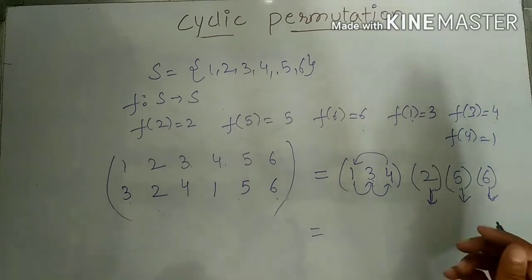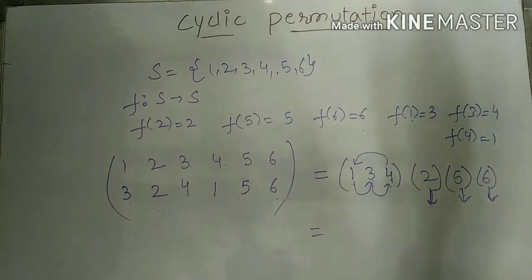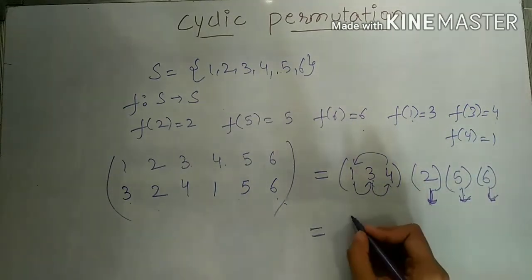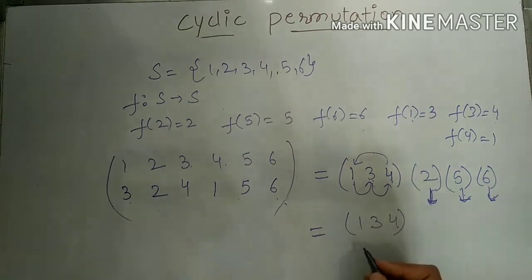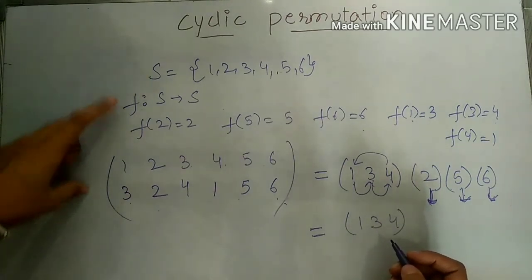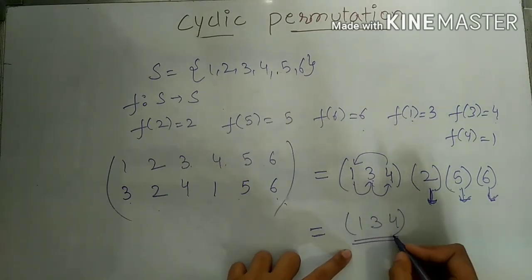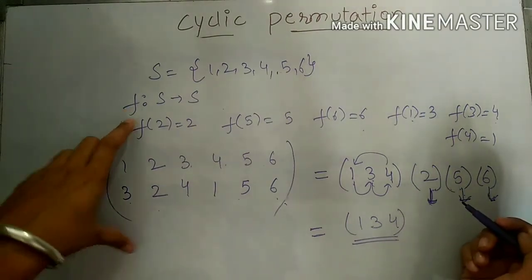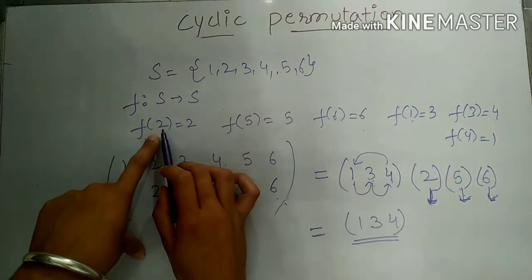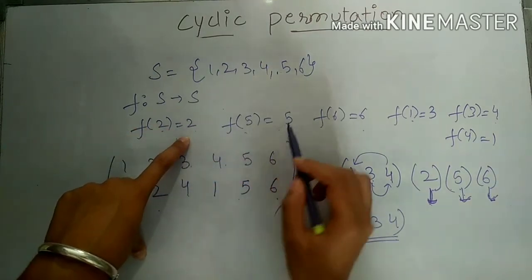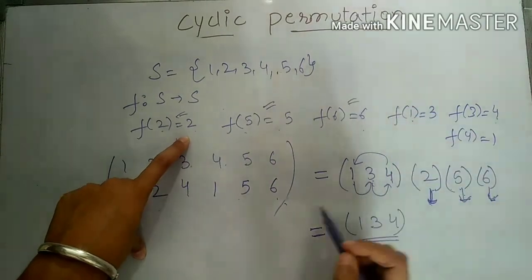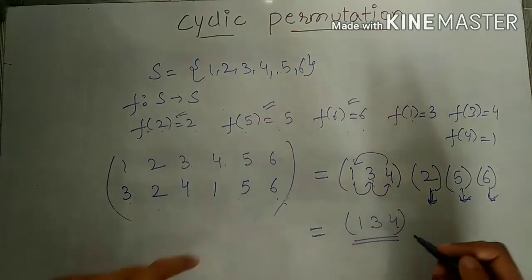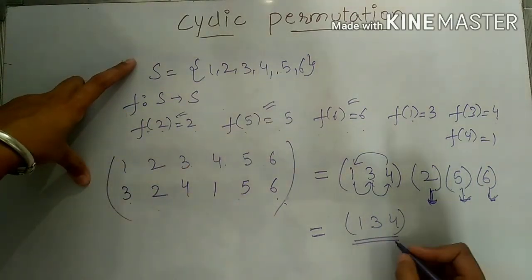We write only cycles of length 2, length 3, and so on. We will not write cycles of length 1. So here, how will we write it? We write it as (1 3 4). So f is a cyclic permutation on the set S of length 3, because here we have 3 elements that are permuted. And in a cyclic permutation, the elements which have the same image under f, like here 2, 5 and 6, since f of 2 is 2, f of 5 is 5 and f of 6 is 6, are called invariant elements. So this is the permutation on set S having length 3.